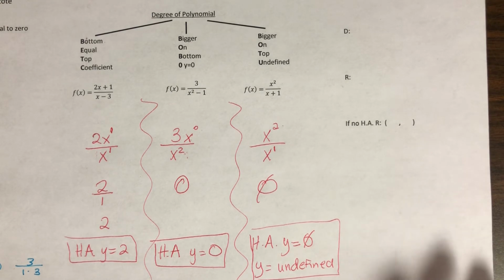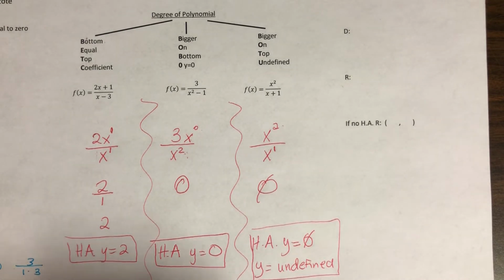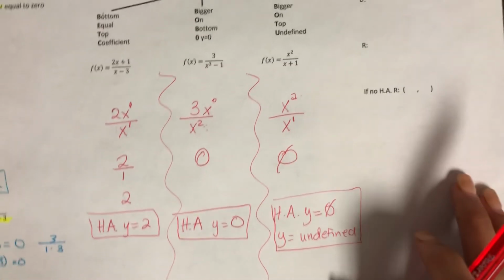And that is it. For your assignment, I want you to do all of numbers 1 through 12. I want you to just do the horizontal asymptotes. Don't do the domain or vertical asymptotes. Just write down what my horizontal is. And 13, 14, 16, and 17. So that is it. All right.